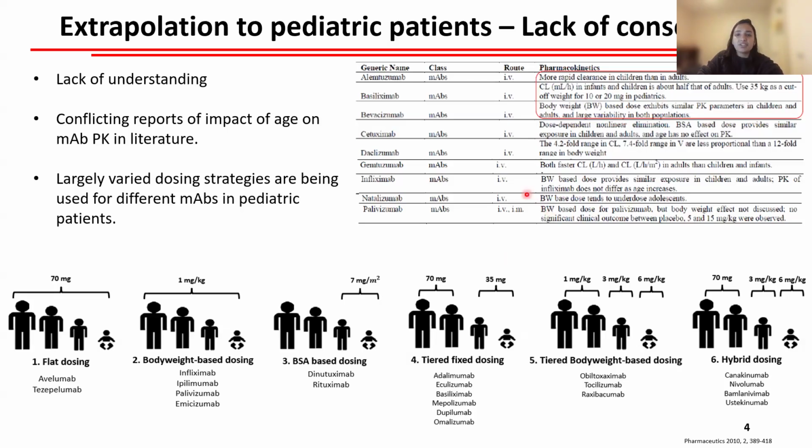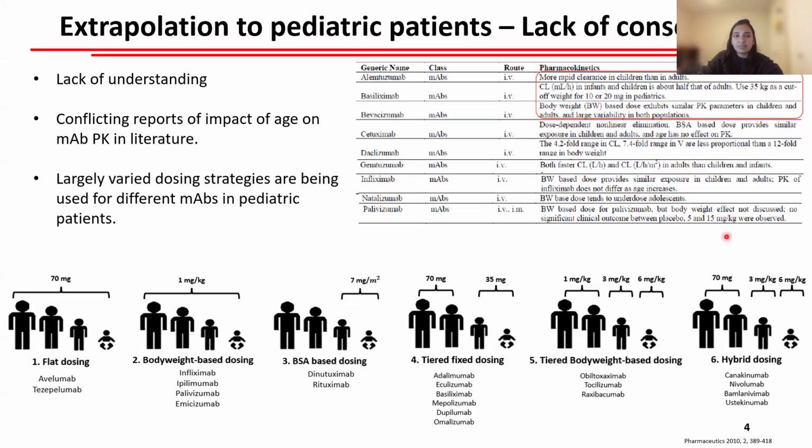Now, there have been largely conflicting reports of impact of age on antibody PK in literature. This publication from Dr. Derendorf's lab highlights the prevailing confusion. Now, faster clearance was observed for antibodies like alemtuzumab in pediatric patients as compared to adult patients, whereas we saw lower clearance for antibodies such as basiliximab. And there was no significant PK difference observed between adults and pediatric patients for bevacizumab.